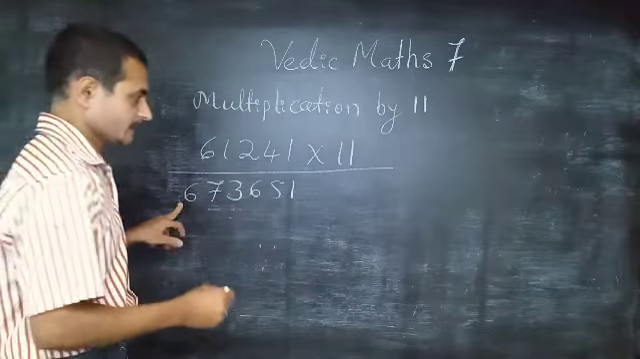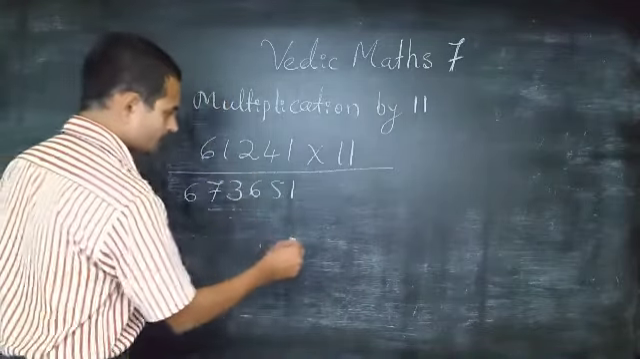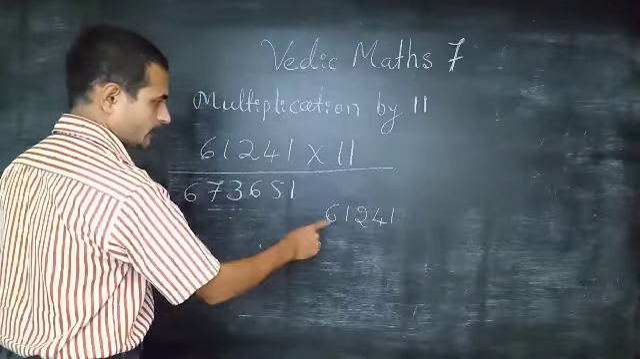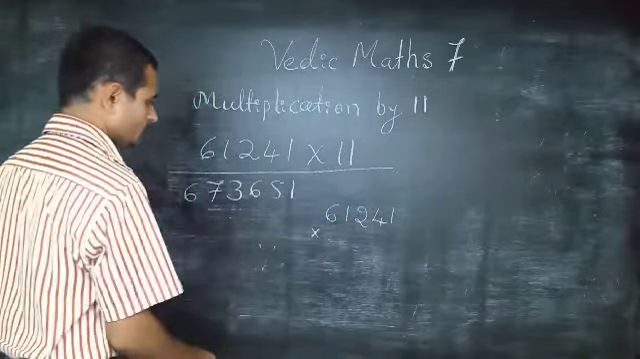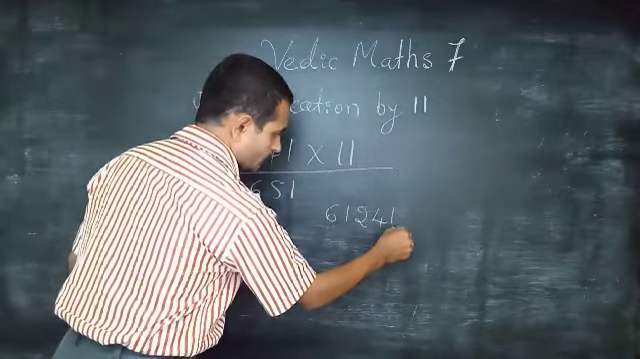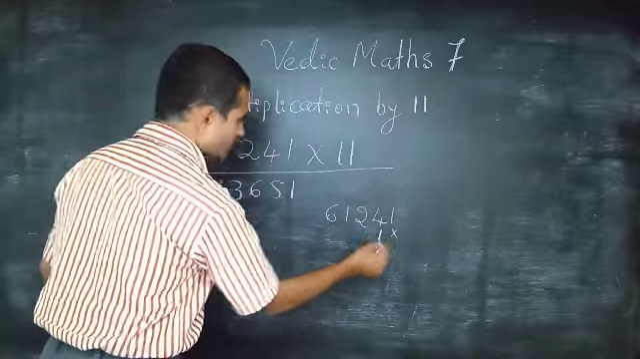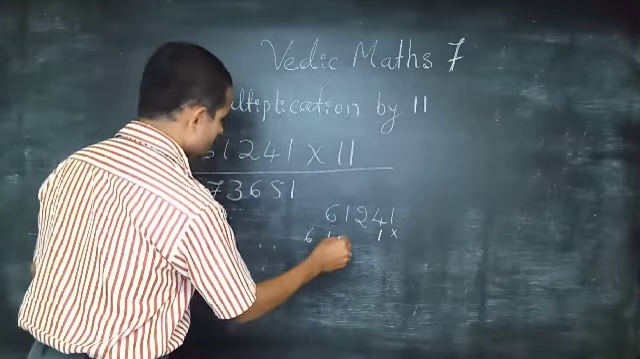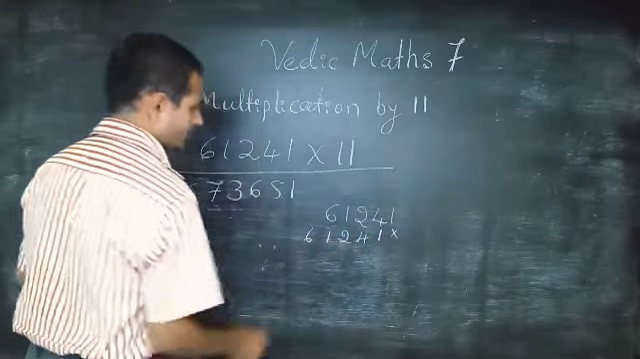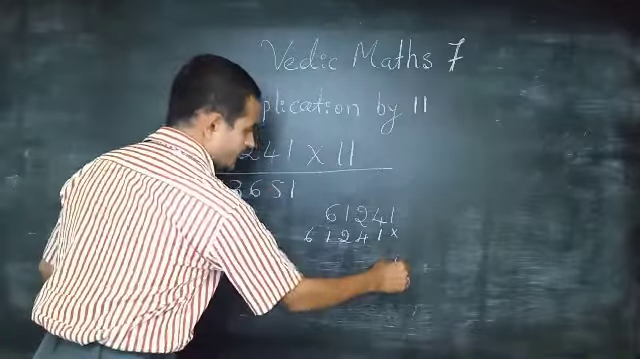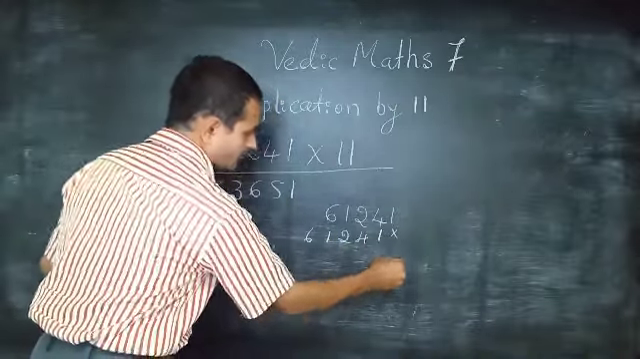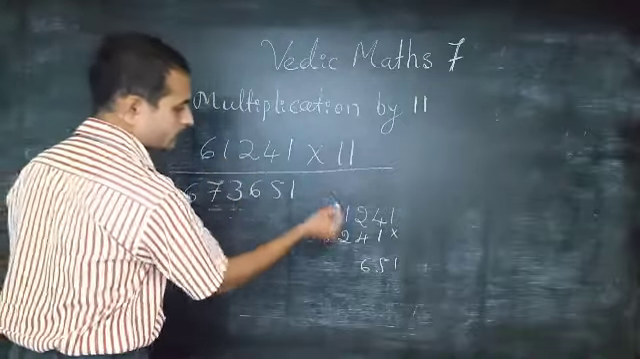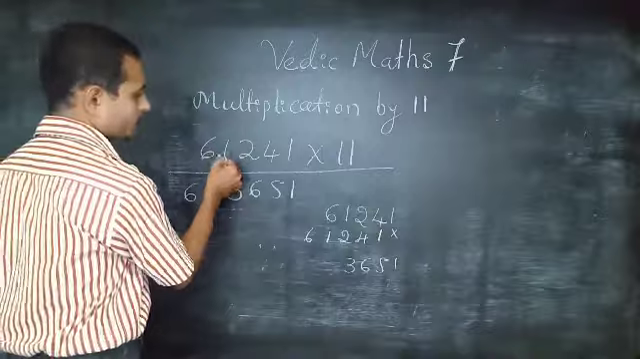See how it works. It works like this, as in our school method. 61241 into 11. In the school method we write it shifted, so: 1, 4 plus 1, then 2 plus 4, then 1 plus 2, then 6 plus 1, then 6.